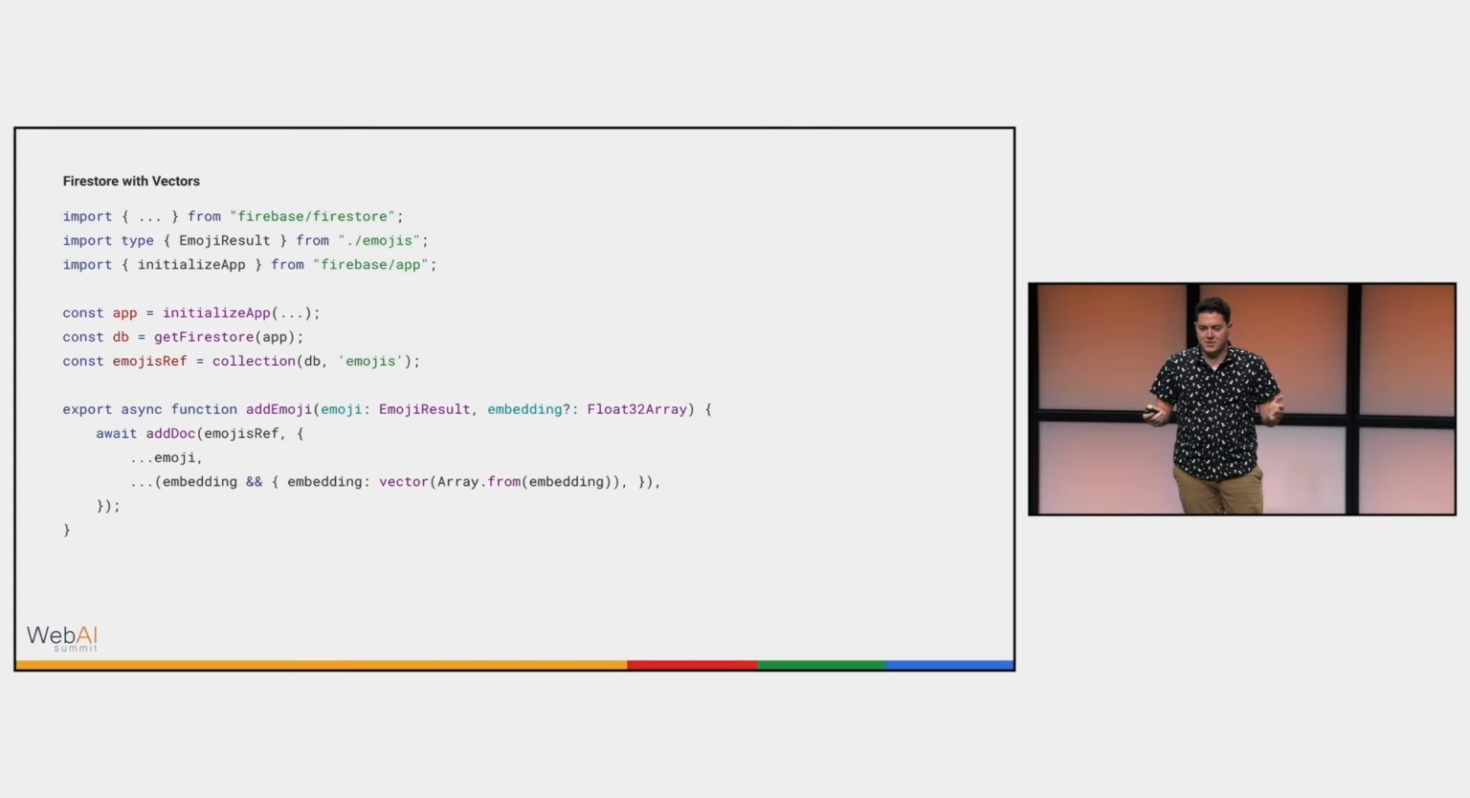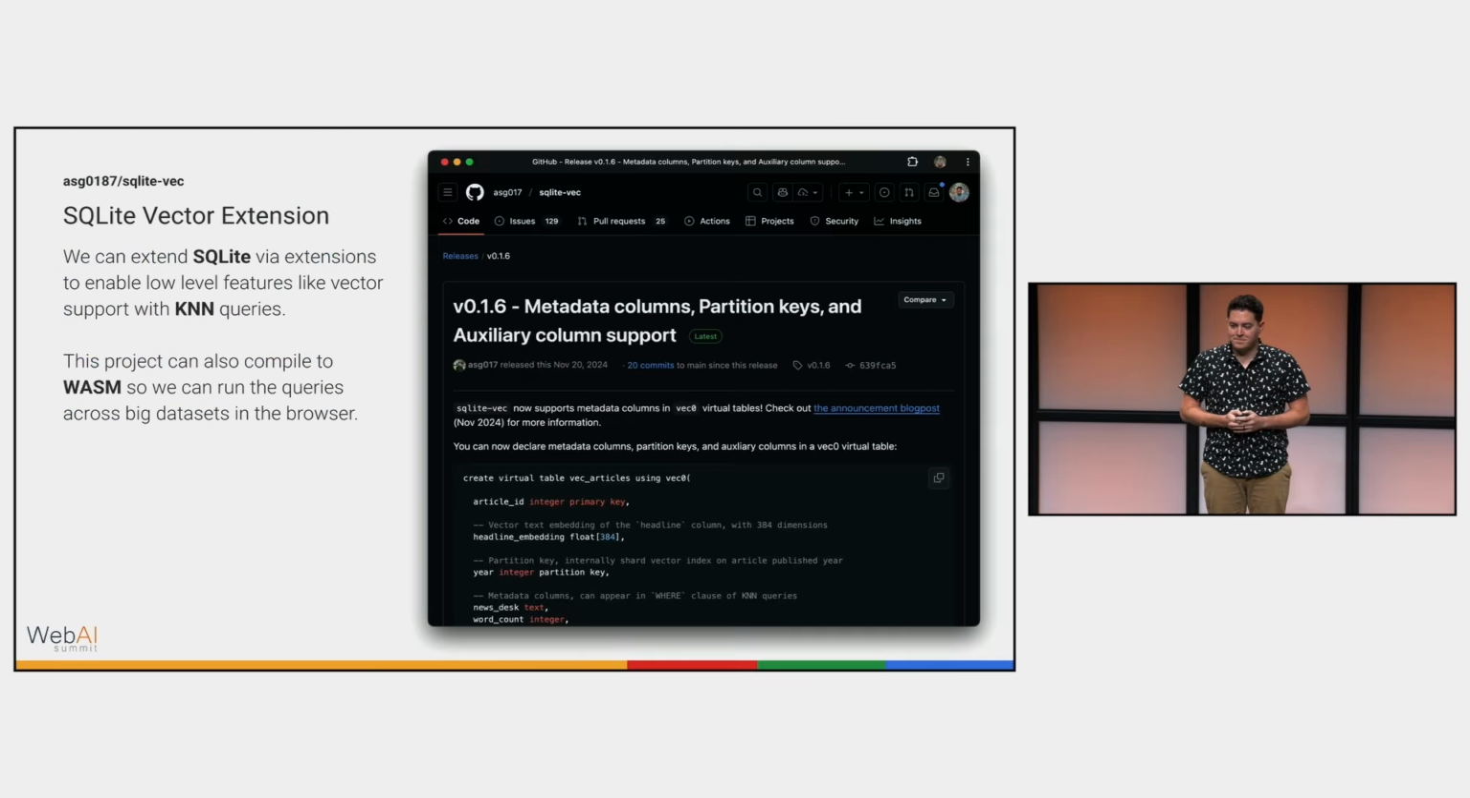So here's just a simple snippet of how you might do that in Firestore using the modular JavaScript SDK. You can just create a Firestore application using the app that you initialize. And in this case, it's an emoji application. And you have the embedding, which you can then add to the doc, and then use the vector type, which you can import as well from the SDK.